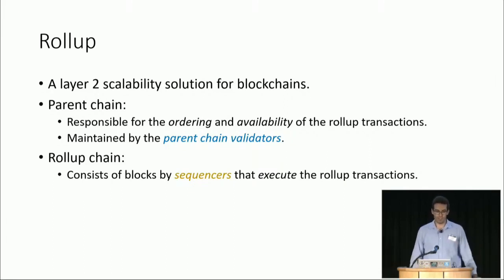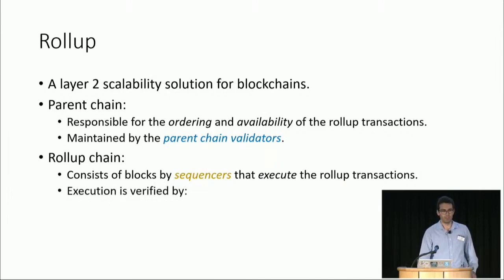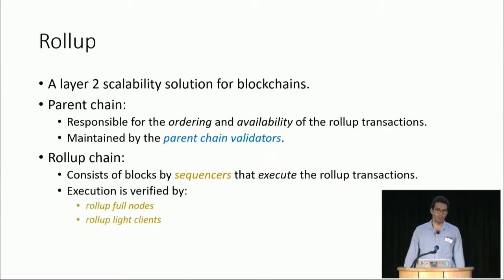However, the core idea in the rollup is not to trust the sequencer. So even though the sequencer executes these transactions and obtains a state commitment, these executions will be verified by the observers of the rollup. For instance, the users who might want to withdraw their transactions later on. And these observers come in two varieties. I would like to call them the rollup full nodes. The rollup full nodes download the whole rollup block. Note that this is not the parent chain block. This is just a rollup block. They download the whole rollup block and execute the rollup block.